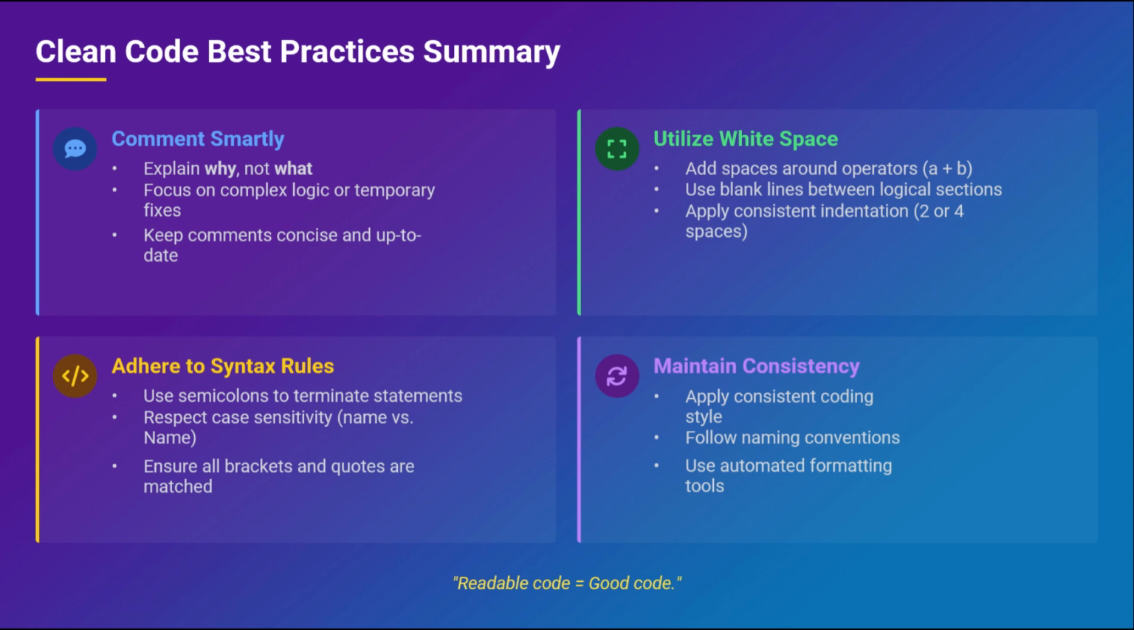Want to instantly clean your code? In VS Code, press Shift-Alt-F. It formats everything automatically.